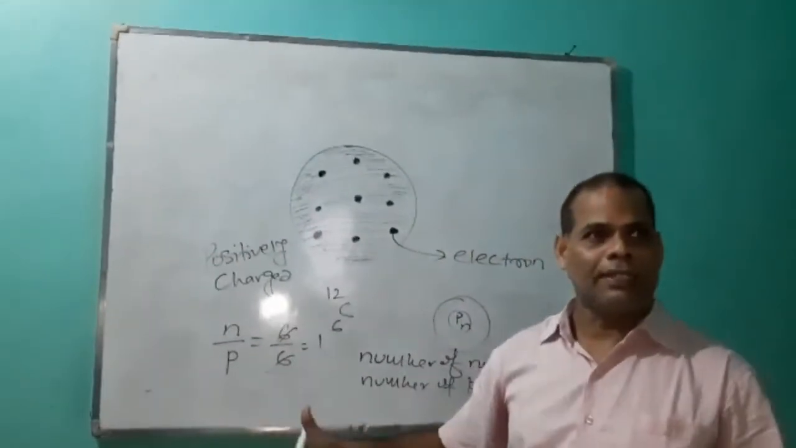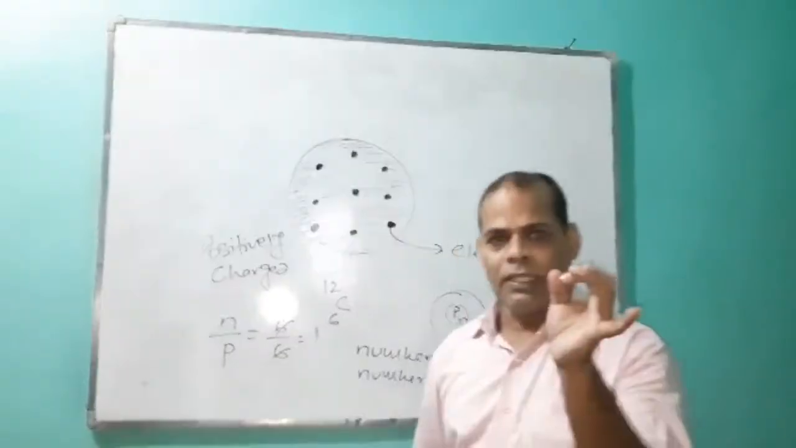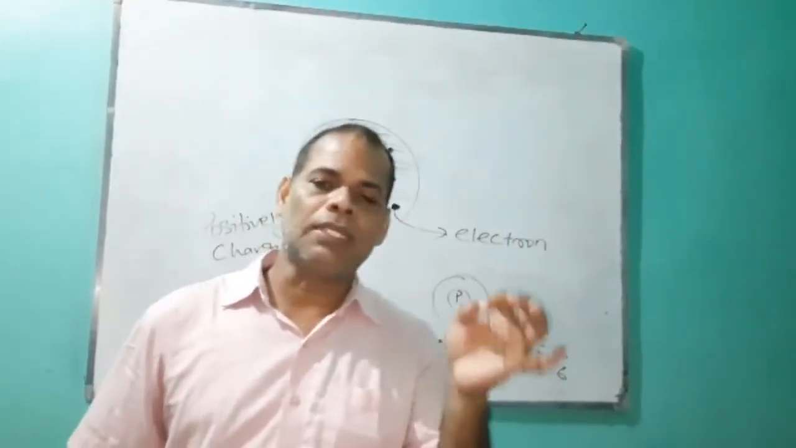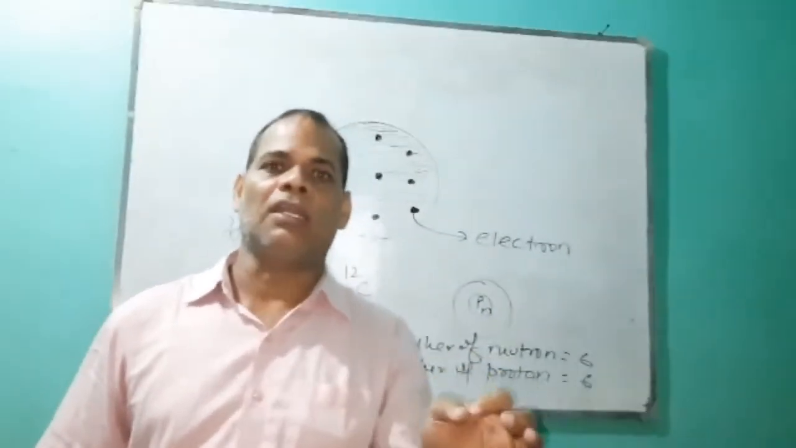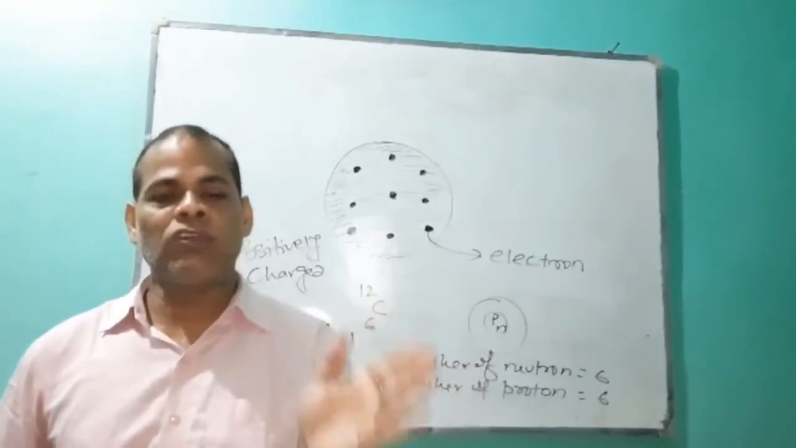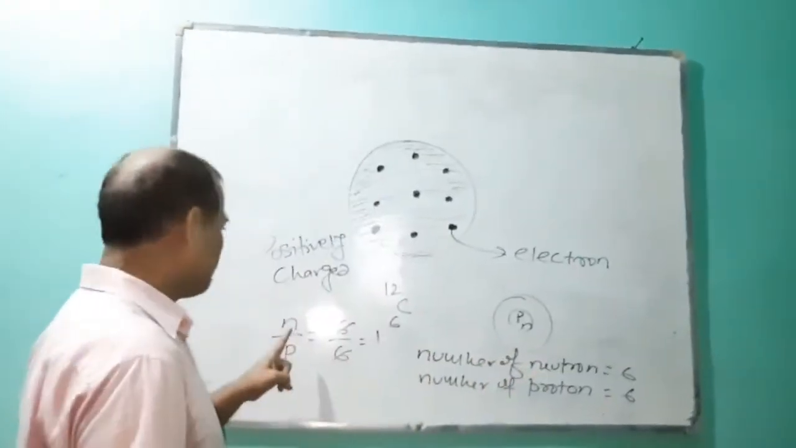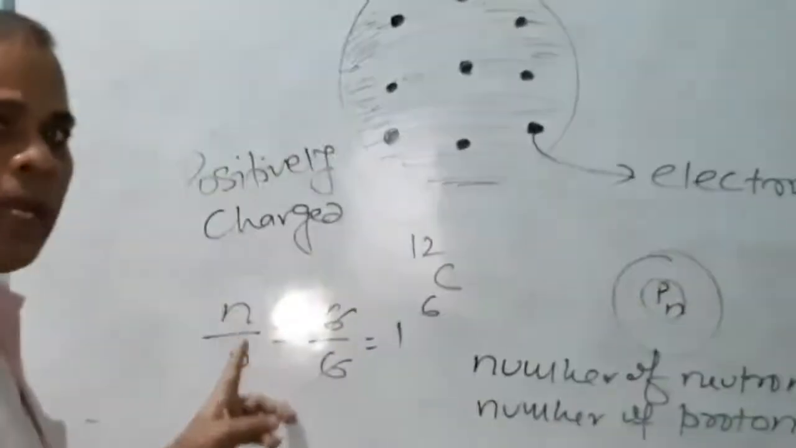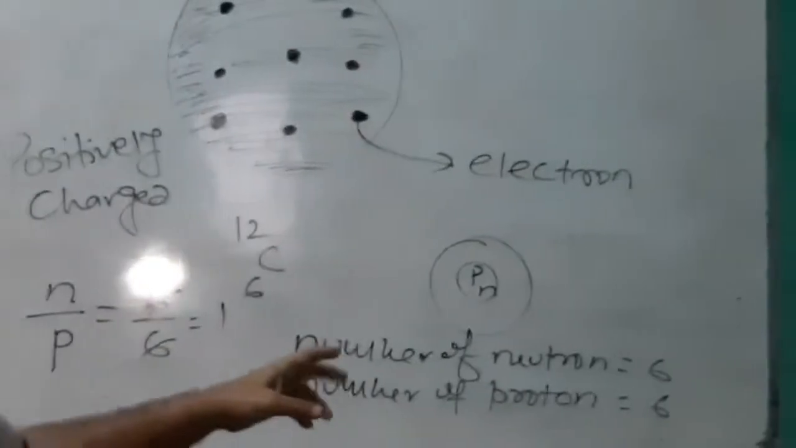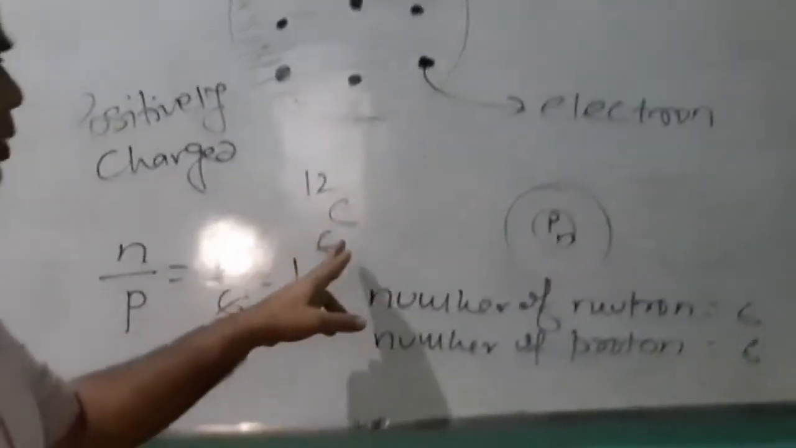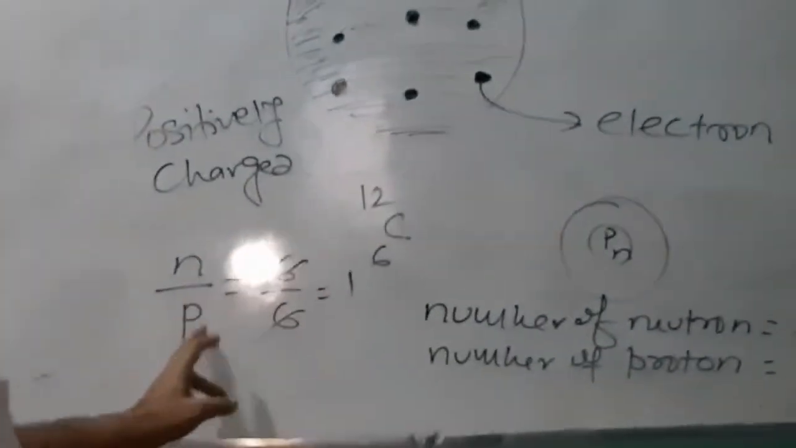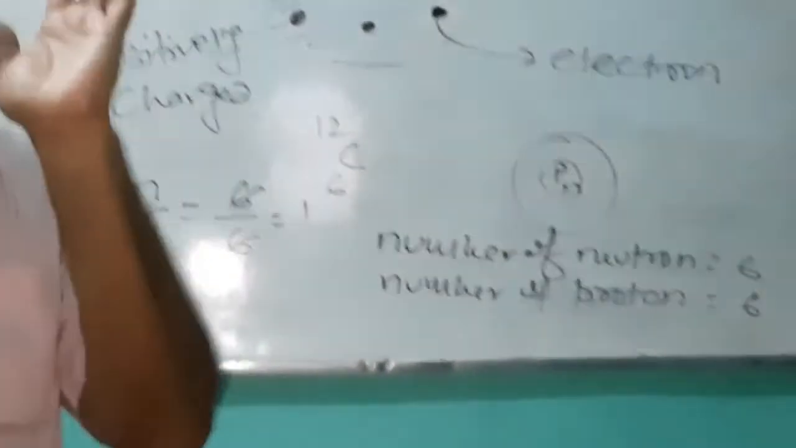Now, as I just said, the central part of an atom is called nucleus. Nucleus contains neutron and proton. Now, if the nucleus of an atom contains equal numbers of neutron and proton, as for example, just I have taken in the case of carbon, number of neutron is 6, number of proton is 6. So N by P ratio is 1.